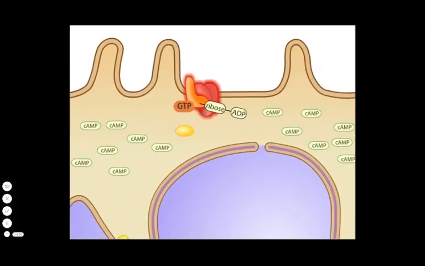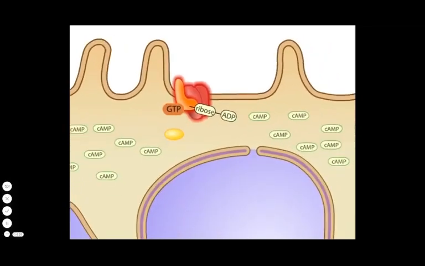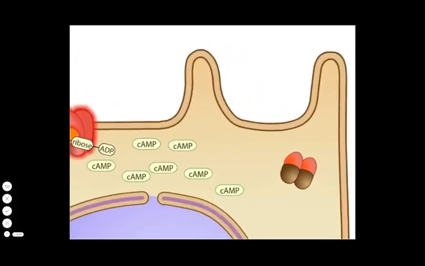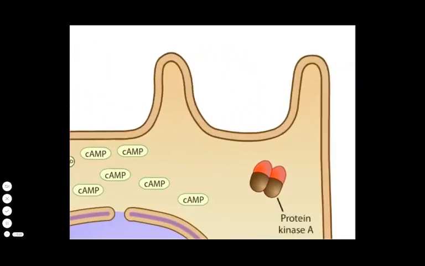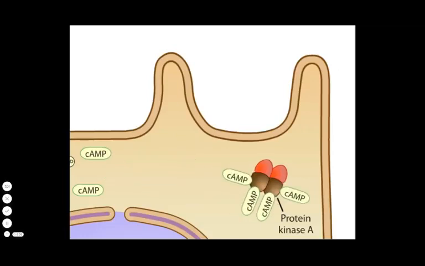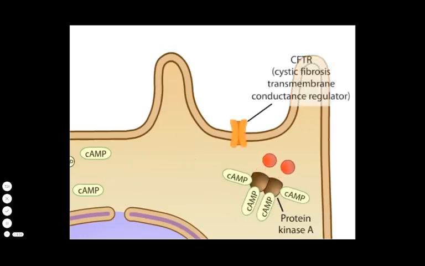Elevated levels of cyclic AMP stimulate a host enzyme called protein kinase A. The catalytic subunits of the enzyme activate various ion transport channels, including one called CFTR, which stands for cystic fibrosis transmembrane conductance regulator. CFTR exports chloride ions.